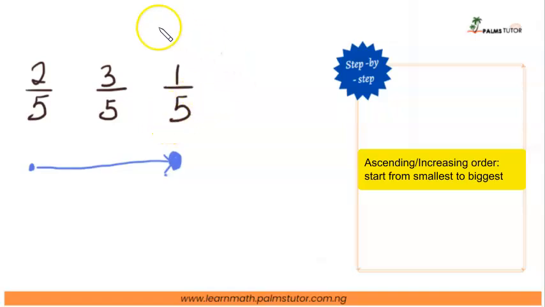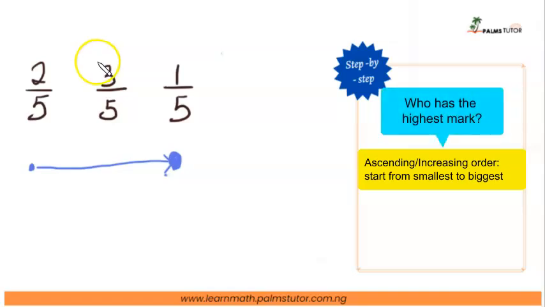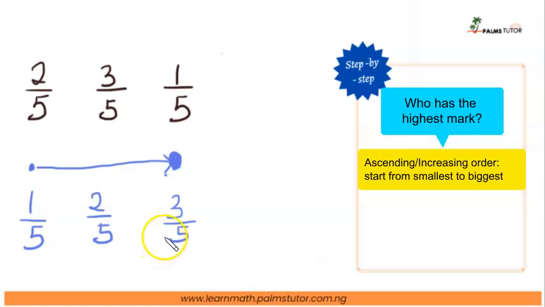What that means is, look at it in terms of marks. The person that got 3 over 5 got higher than the person that got 2 over 5. So we're doing ascending order. Since this is the smallest, we'd arrange as such: 1 over 5, followed by 2 over 5, followed by 3 over 5. Right? The other way would be descending order.